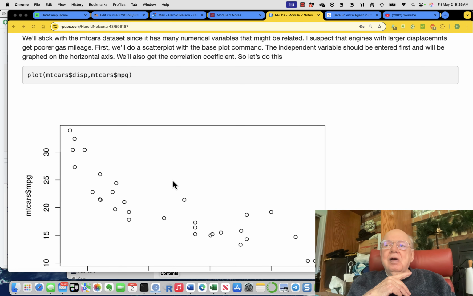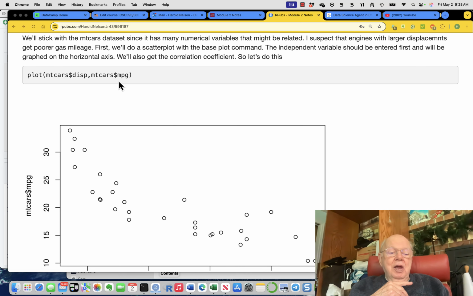And my theory is, of course, that there's a causal relationship between engine displacement and miles per gallon. The bigger the engine, the fewer miles per gallon you're going to get.